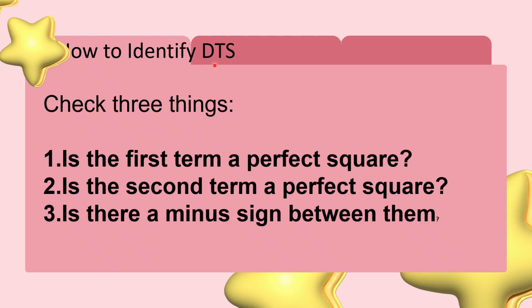Now, how to identify DTS? You should check these three things. First, is the first term a perfect square? Second, is the second term a perfect square? Third, is there a minus sign between them?